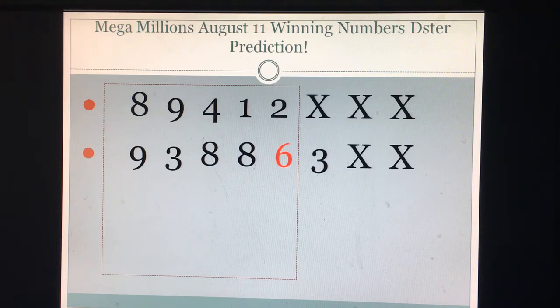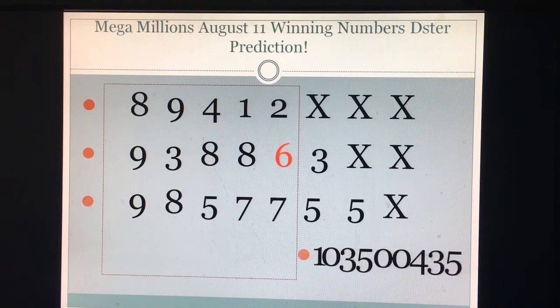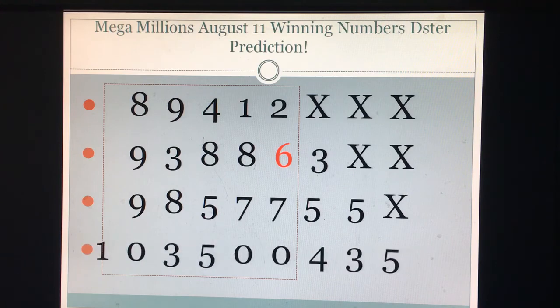93886 from set 2. And the rest of the number will stay the same if you choose to change the number to predict tonight's Mega Million lottery jackpot.